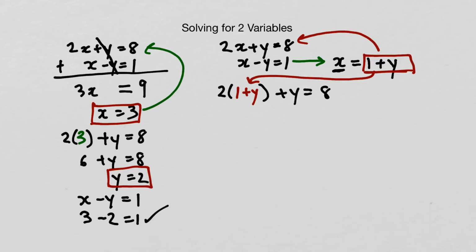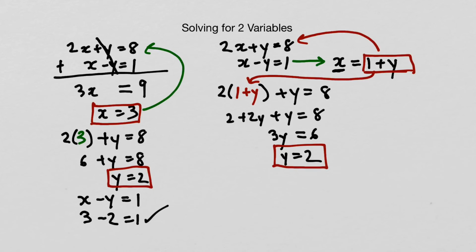Okay, so if we were to solve for y, we're going to distribute here: 2 plus 2y plus y is equal to 8. We're going to add the y's together, and we get 3y. And we're going to subtract 2 from both sides, so that 3y is now equal to 6. Once we have that, we can solve for y by dividing both sides by 3, and y is now equal to 2. So that's one of our answers. As you can see, it matches the first method, but let's assume we didn't do the first method and we're just using the substitution method.